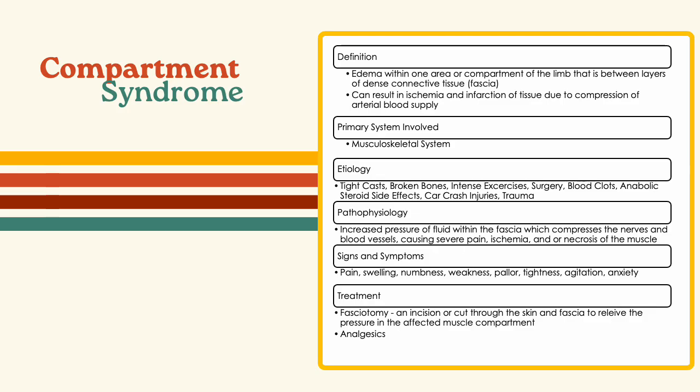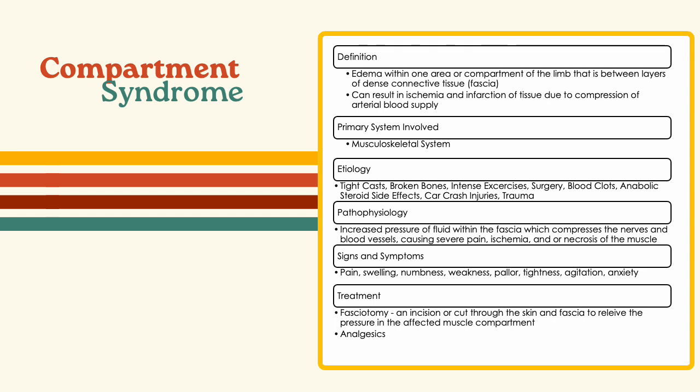Okay, so speaking of compartment syndrome, this is something I'm definitely going to ask about simply because it's so important and it's very, very easy to miss if you're not paying attention. So when we talk about compartment syndrome, this is normally when we have a limb or extremity that has been casted and you have edema that develops within one area or one compartment of the limb that has been casted. If you have significant edema in this area, it will result in ischemia and infarction due to the compression of arterial blood supply.